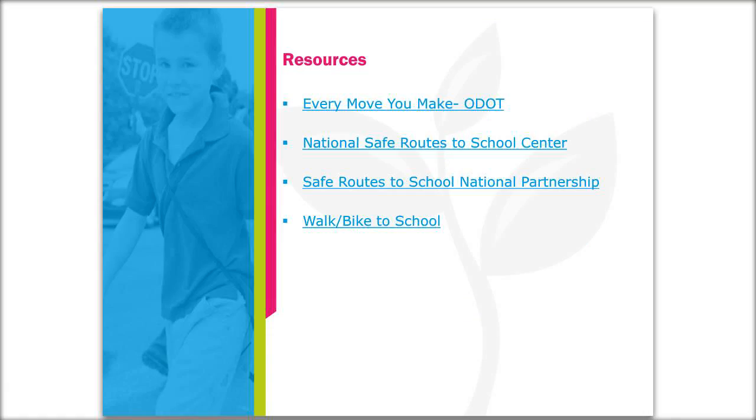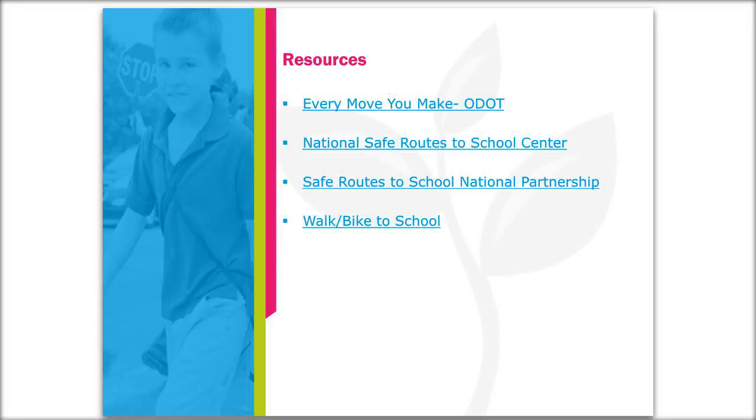So Every Move You Make through ODOT definitely is a great starting point. It has the resources that we've mentioned. There's also the National Safe Routes to School Center, and this is the place that has the data. They have the student tally as well as the parent survey available to download. The parent survey is available in English and Spanish as well. But they also have lots of other great resources around Safe Routes to School.